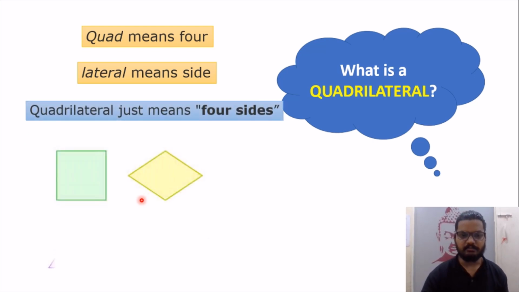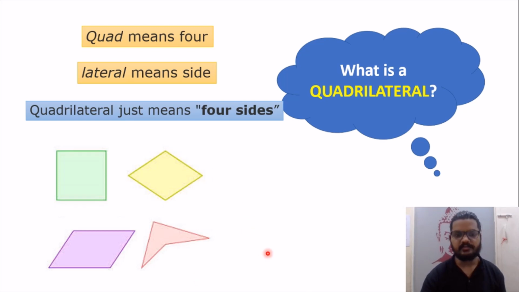Let's see some examples. Can you see these examples? This have 4 sides, this is also having 4 sides, this is also having 4 sides, and even this have 4 sides. So therefore, all of such shapes can be called as quadrilaterals.